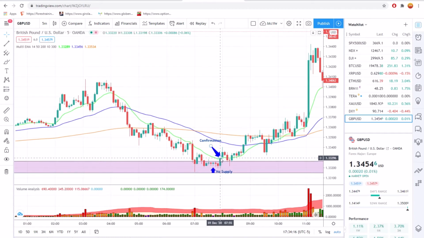And then we had confirmation right here. This happened at 7:55, the confirmation. So this is clear indication for me that this is looking like it's going to close very bullish. It closed bullish, and we had entry right here.